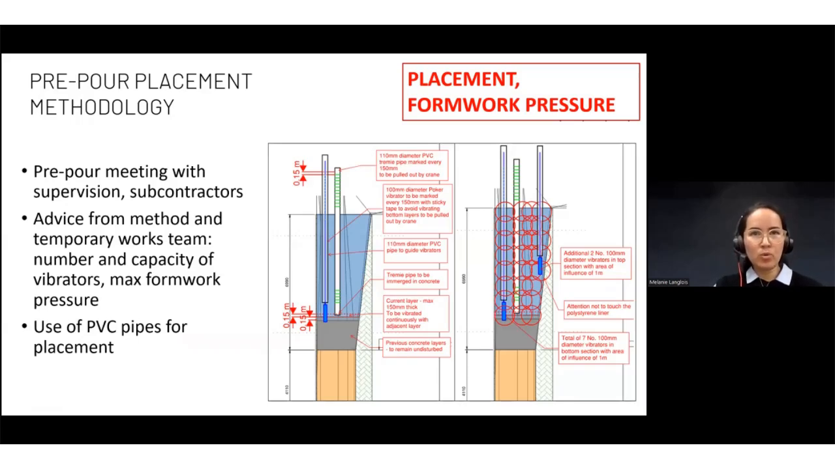Then we need to do a pre-pour placement methodology. Have a meeting with your supervision, subcontractors, and engineers so everybody is aware of the placement methodology: where we are pouring the concrete first, what our pour sequence is, how many vibrators we need to use, what the capacity of your vibrators is, and whether we are using PVC pipes to make sure that the concrete is well placed at the bottom to avoid honeycombing, voids, and concrete defects at the surface. So this is working hand in hand with the workforce and the supervisory team.